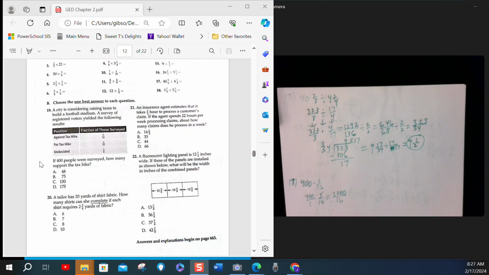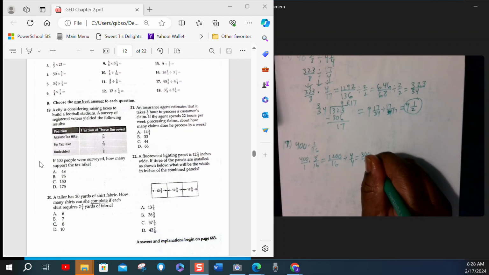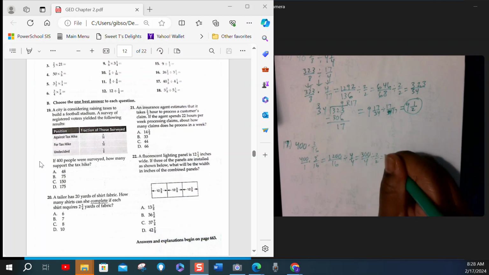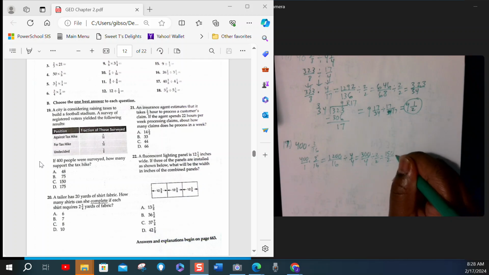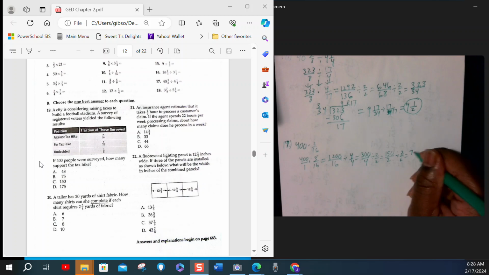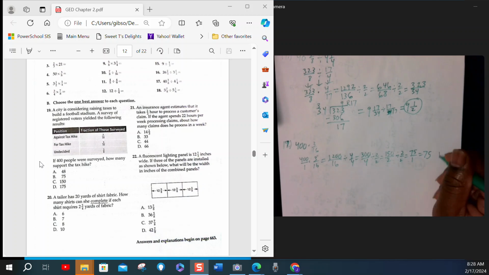Now, we're trying to find out how many actually approve this. So we could divide both of these by 4. 1200 divided by 4 is 300. 16 divided by 4 is 4. Now, 300 divided by 4, well, we could divide both of these by 2. So this would be 150 over 2. 150 over 2, we could divide both of these by 2. This will give you 75 over 1, which is just 75. So our answer here would be B. So 75, which would be B.